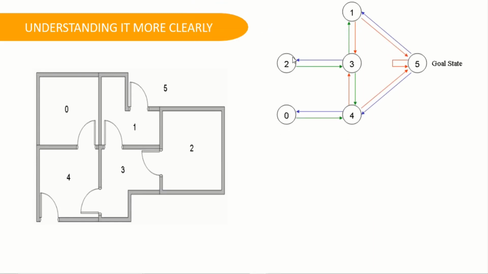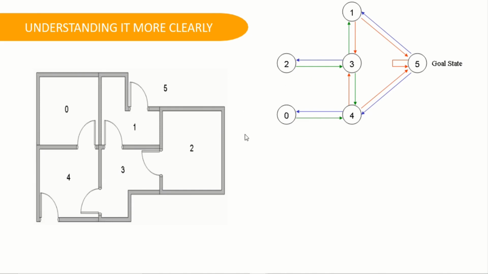So what does it tell? Here, if your agent is at room number 1, it can go to either 5 or 3 only, no other rooms. Similarly, if the agent is at room number 2, it can move to only room number 3. The same has been depicted here. And from room number 3, it can move to 1, 4 or 2. So, I hope you have understood the graph.